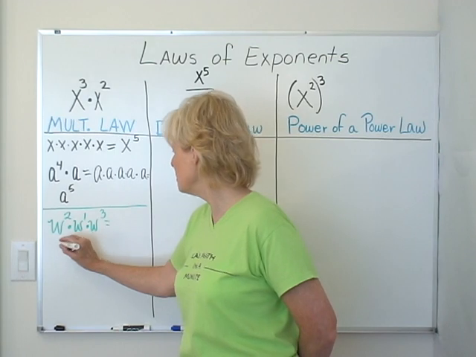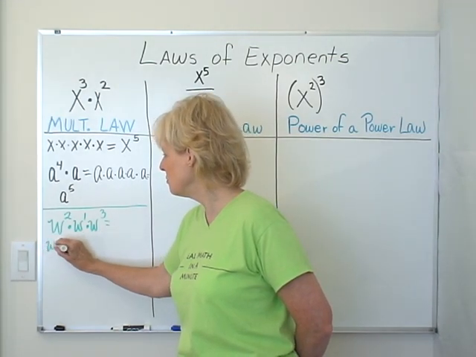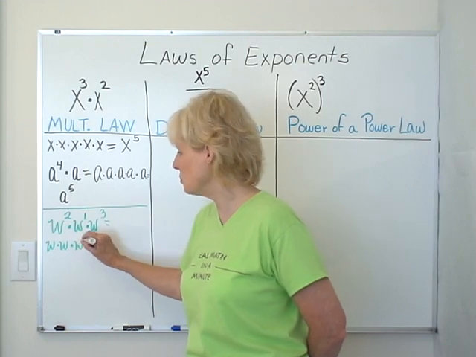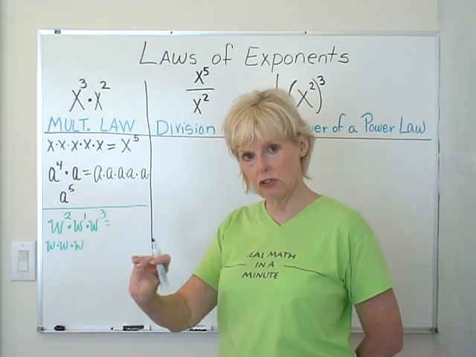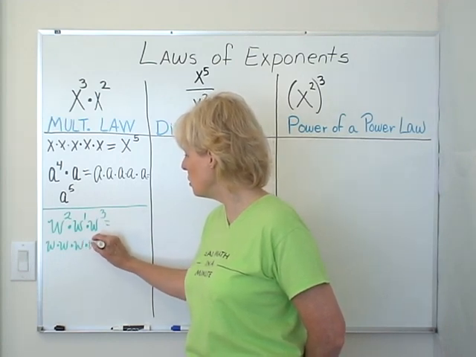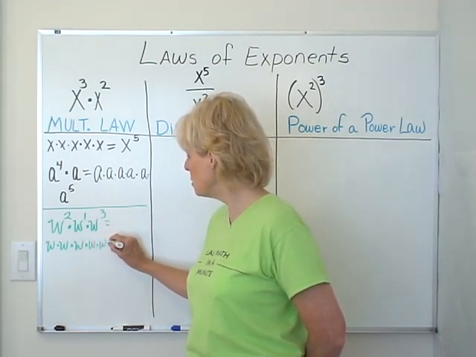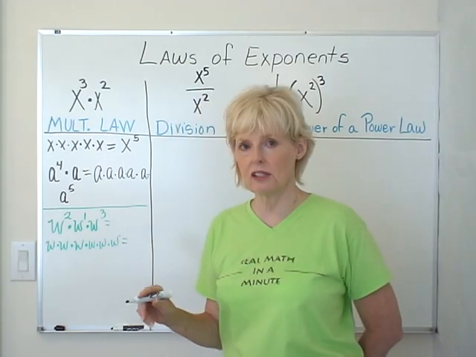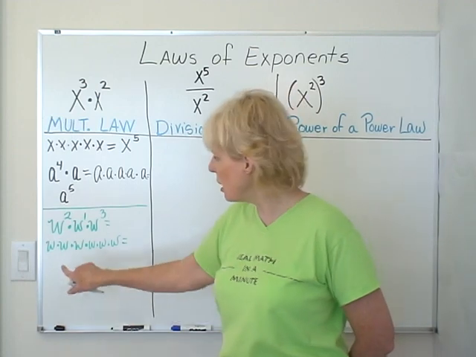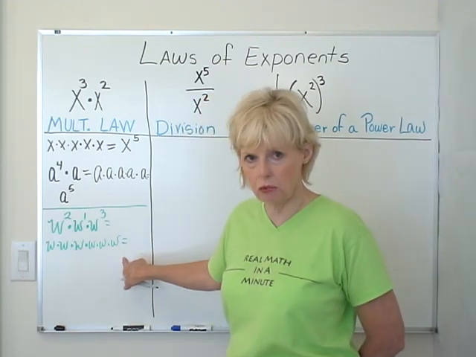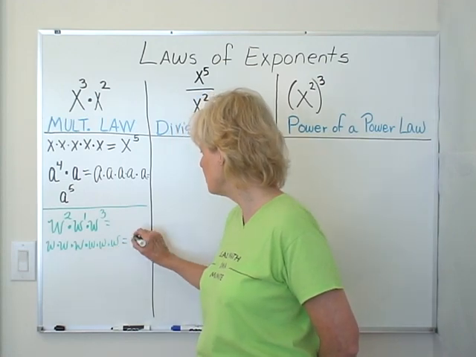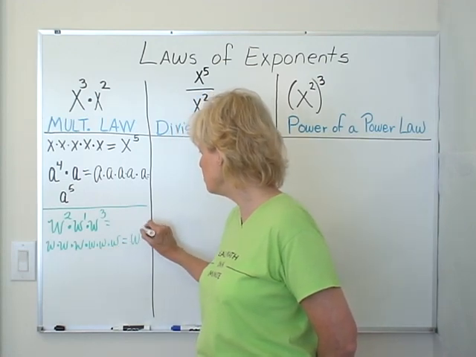W to the 2nd means I've got to write w times w. W to the 1st means I just write w. It's just one of them, but they're still all multiplied together. W to the 3rd means I've got 3 more of them. 1, 2, 3. And they're all multiplied together. They're all factors. So when I'm trying to figure out a better way to write my product than all this, which I don't want to do every single time, I count them 1, 2, 3, 4, 5, 6, and I get w to the 6th.